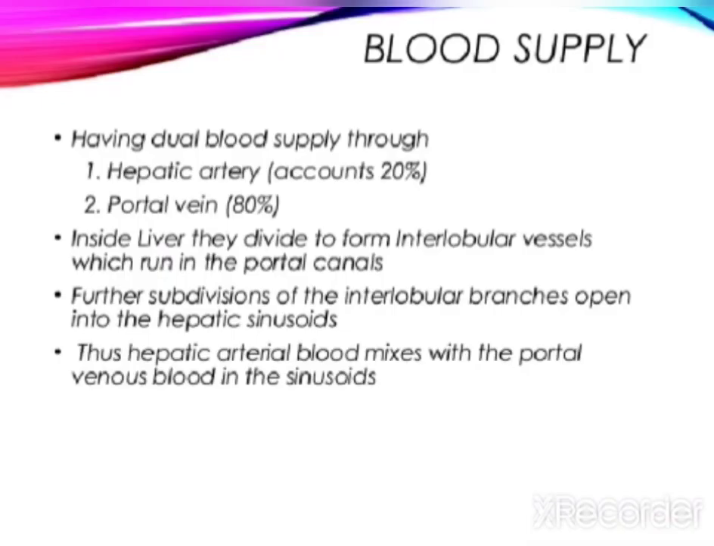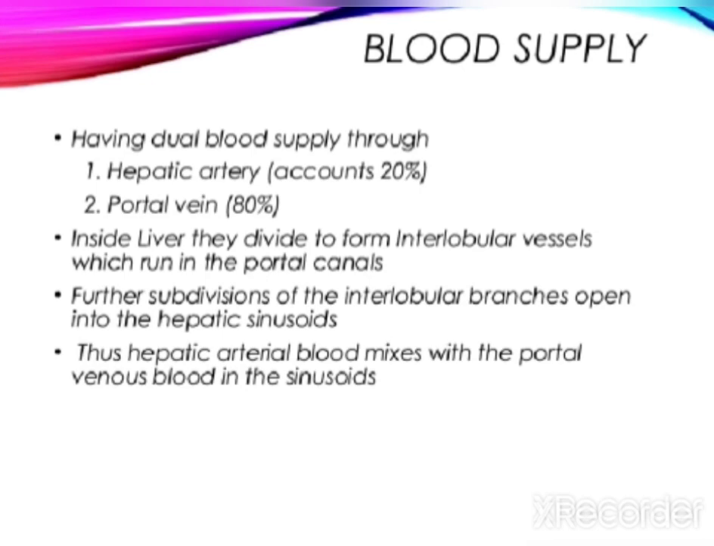Now, the blood supply of the liver. The liver has a dual blood supply through the hepatic artery, which accounts for 20%, and the portal vein, which accounts for 80%. So the liver receives 20% of its blood supply through the hepatic artery and 80% through the portal vein.